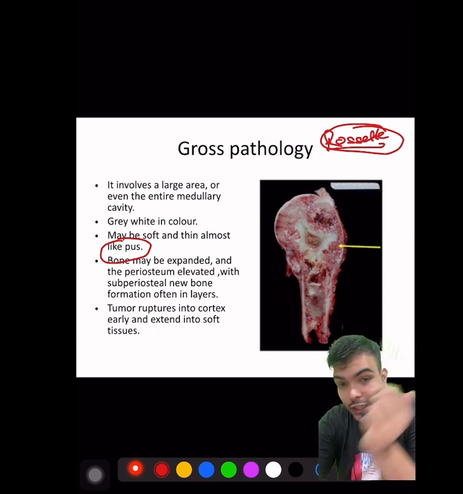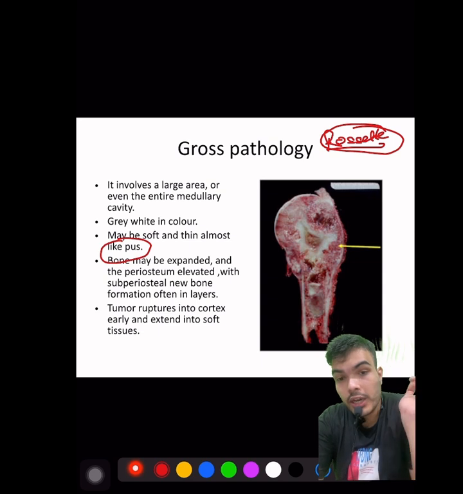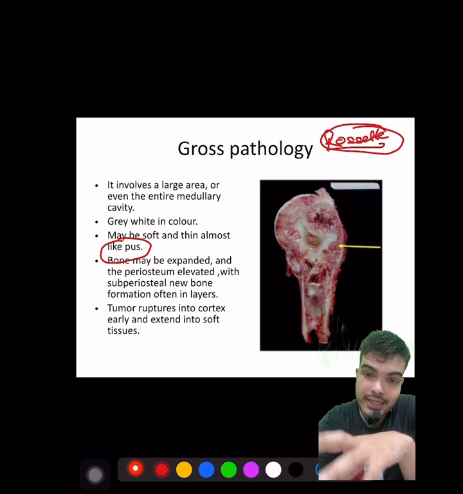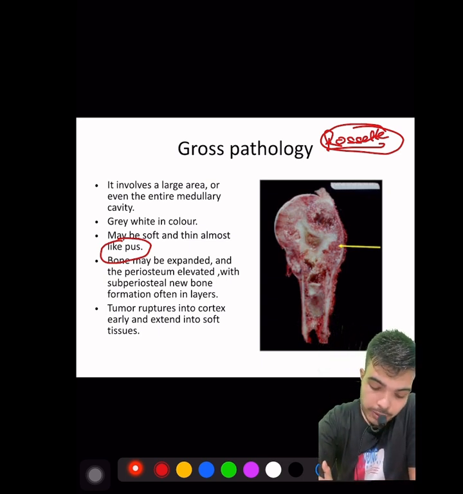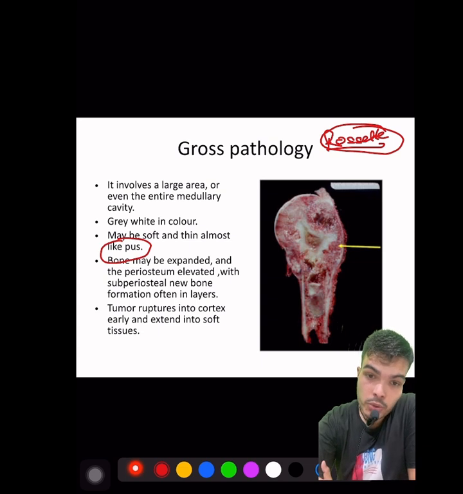Onion ring pattern in your ear is keratosis obturans. So correlation is important. In your ear, it is keratosis obturans, onion ring pattern. Again, in your bone, in radiology, it is Ewing sarcoma. Now let's talk about how the tumor ruptures into the cortex early and extends into the soft tissues. Of course, it's a malignant tumor, so it can go to the soft tissues and involve them, right?